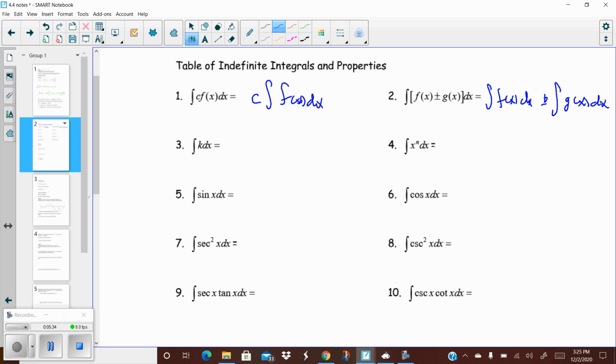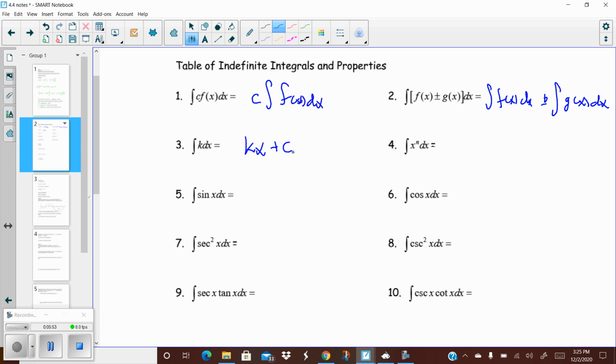In the third one, k is a constant also. So if you take the integral of a constant, well, if you think about it, the antiderivative of a constant is always kx, for the constant times x. And because it's indefinite and there's no bounds, we must put plus c.